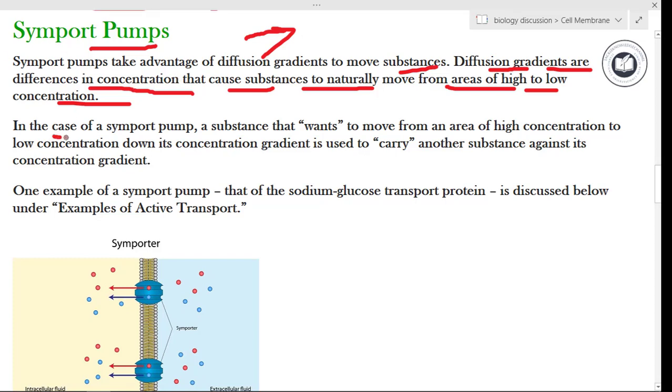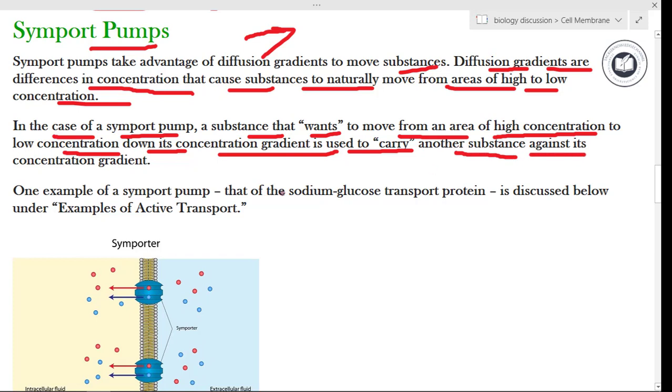In the case of a symport pump, a substance that wants to move from an area of high concentration to low concentration, down its concentration gradient, is used to carry another substance against its concentration gradient.